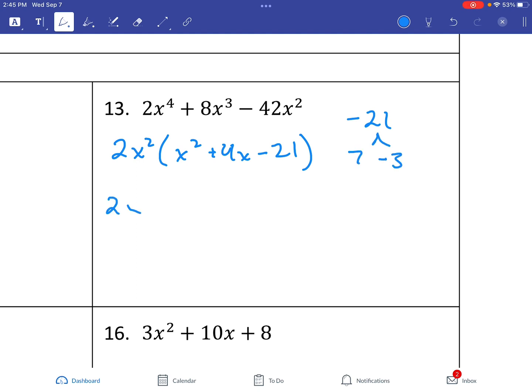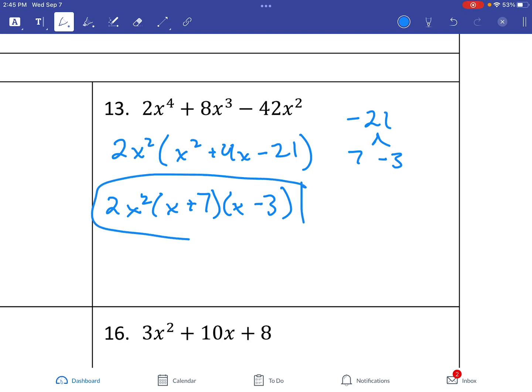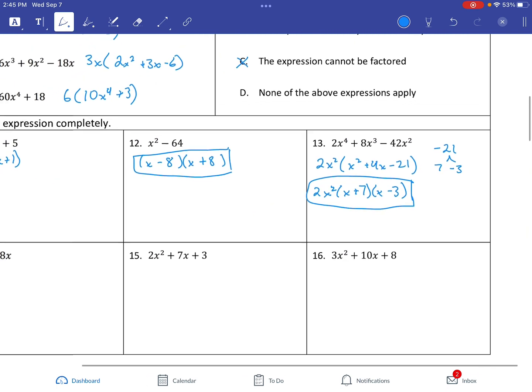I have to put the 2x squared back down because it's still part of my factoring process. And I have x plus 4 and x minus 3. Oh, sorry. I apologize. I put 4. It should be a 7. Now I'm good. On to 14.